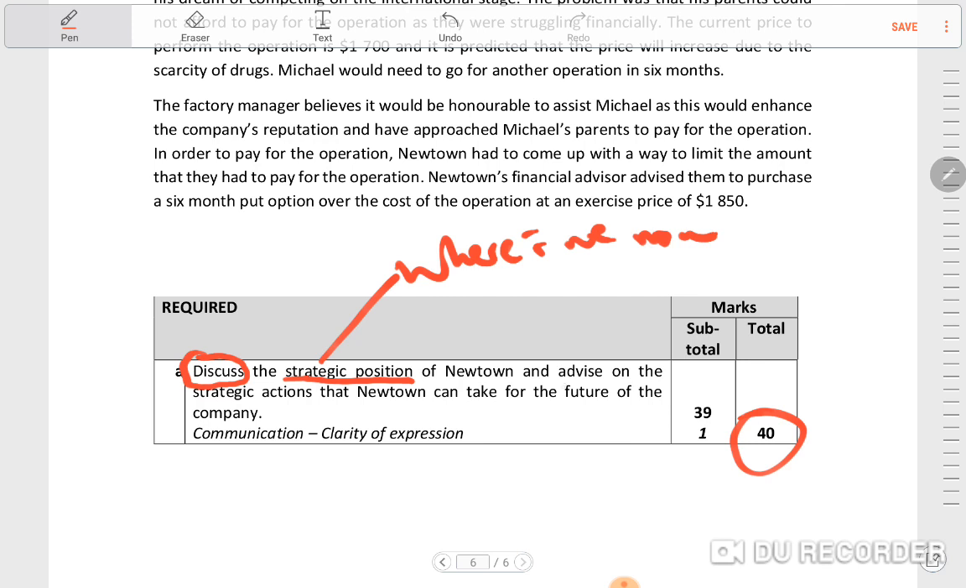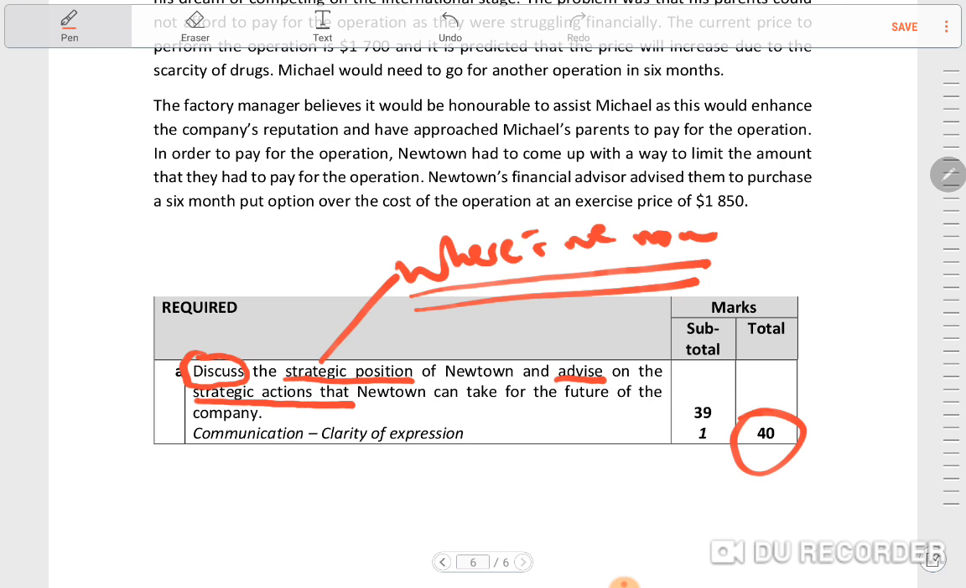And then it also said advise. So here you need to take out the concept of the word advice. When you're giving someone advice, you need to be clear on what you want them to do and how you expect them to do it. But what are we advising them on? The strategic actions. So what is driving these strategic actions? If you look at the context of this required, your strategic actions were being driven by the strategic position of where Newton was currently. So in your solution, for you to come up with valid strategic actions, they need to be connected back to the current strategic position of Newton.